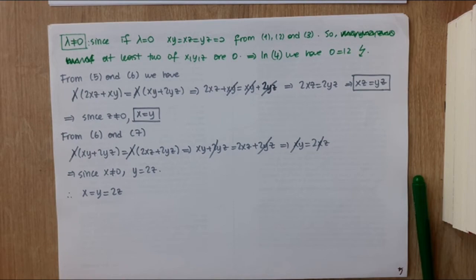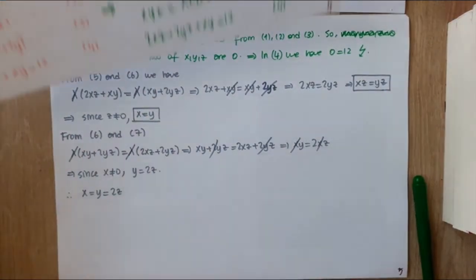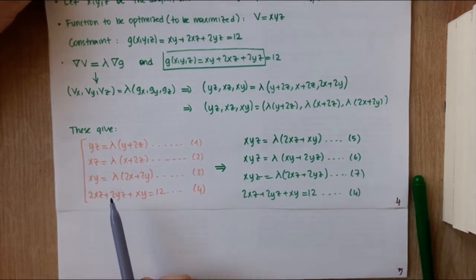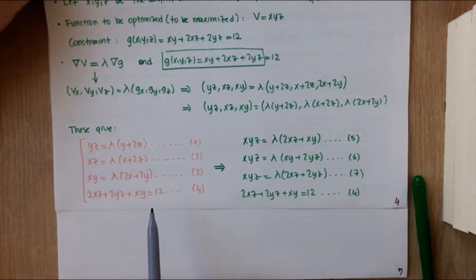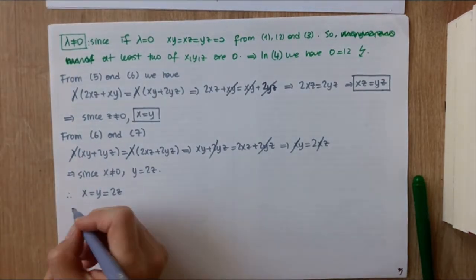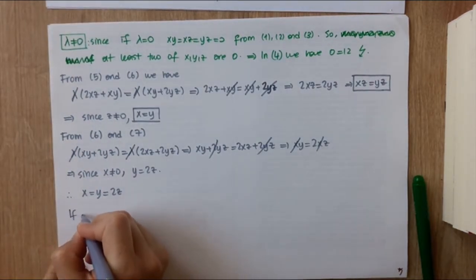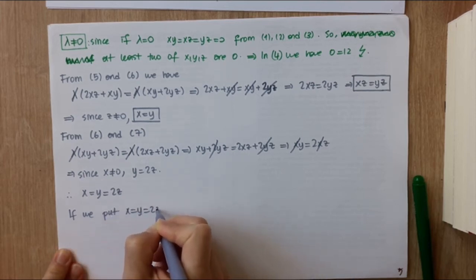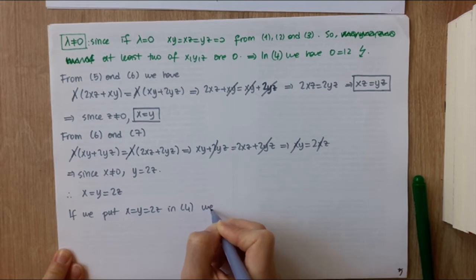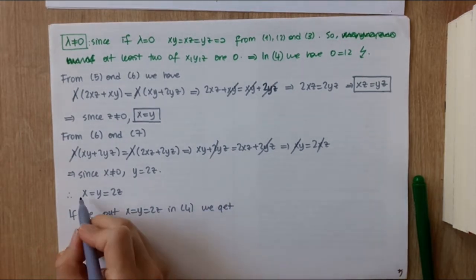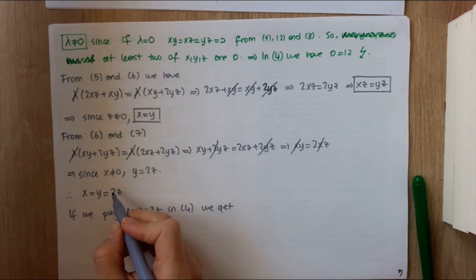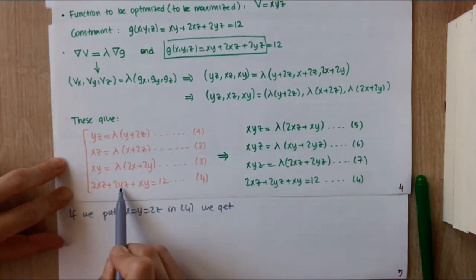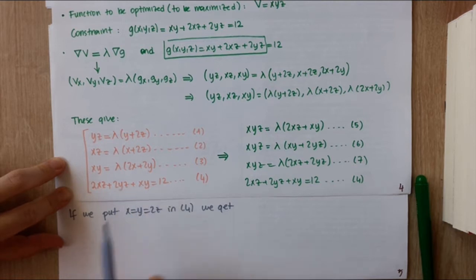So how can we find x, y, and z? We didn't use this fourth equation. If we substitute x = y = 2z here, then we will obtain the values. Put x = y = 2z in 4. I just substitute x = 2z and y = 2z here.